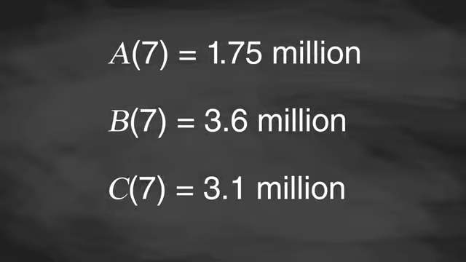Find the value, or at least an approximation, of each graph when the episode number is 7. Show B's graph was deceiving, but it had the most audience members watching the 7th episode.